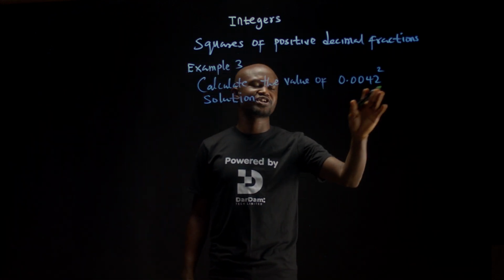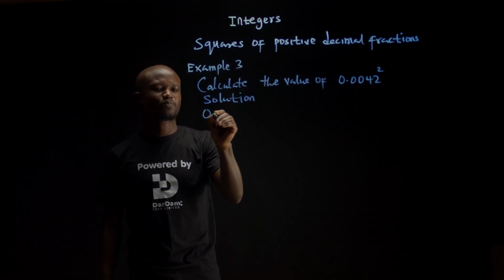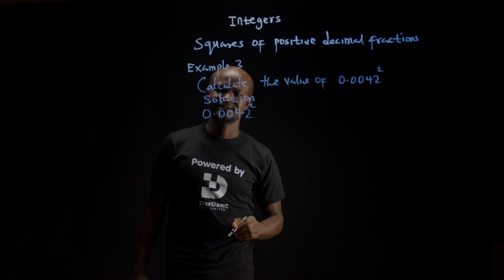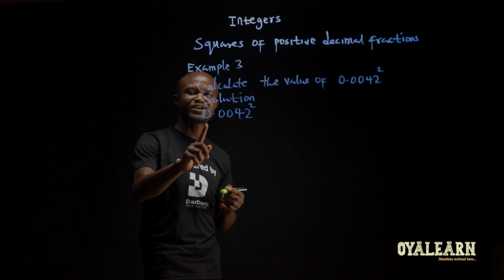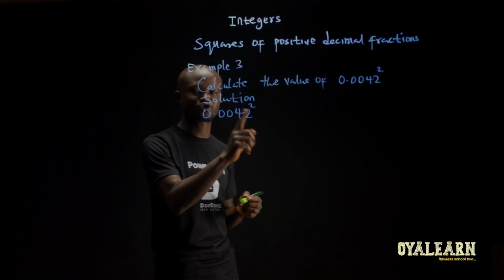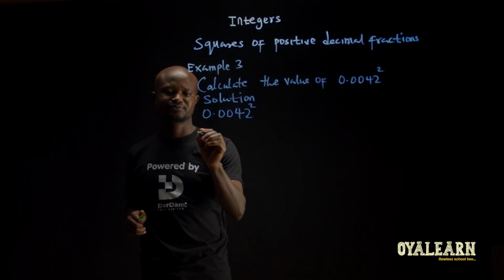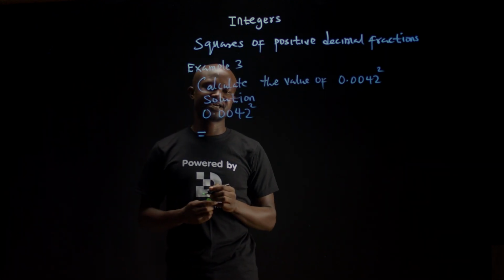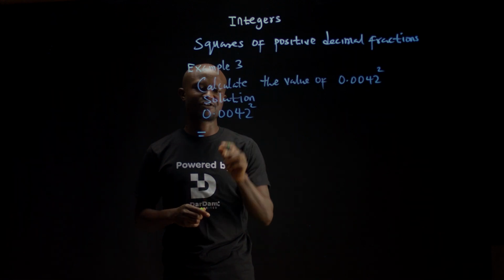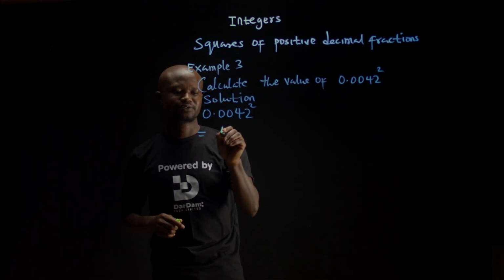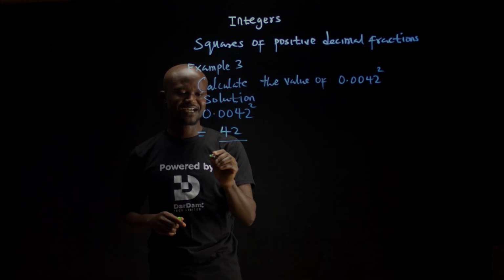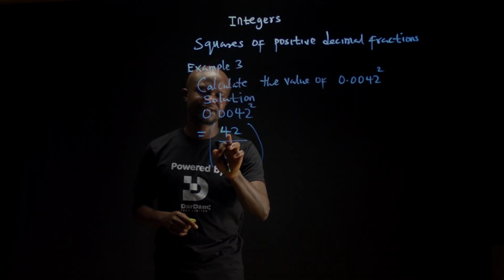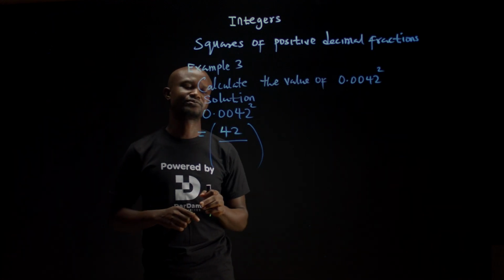To find the solution to this problem, we have 0.0042 squared. The first thing is that we need to express 0.0042 as a fraction. This is equal to what? Now, the single number we have there, we have 4 and 2. So it will come to the numerator, divided by what? Everything squared. 4, 2. We'll put the numbers at the numerator.